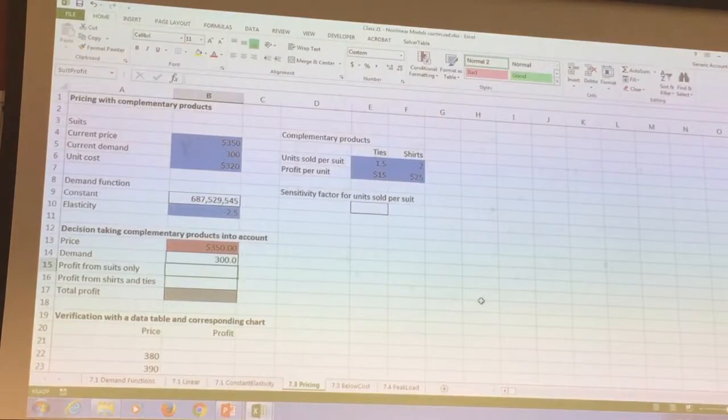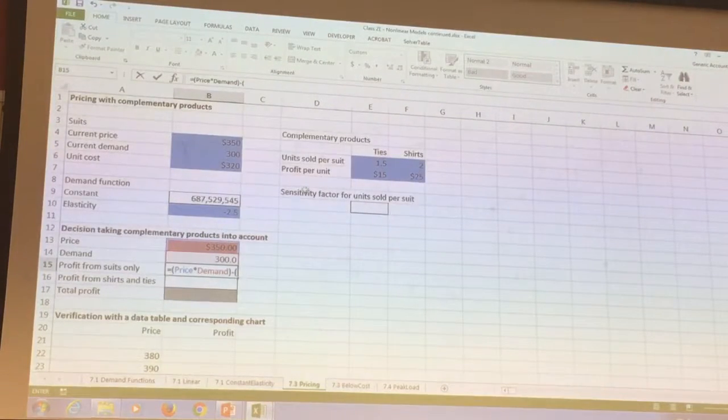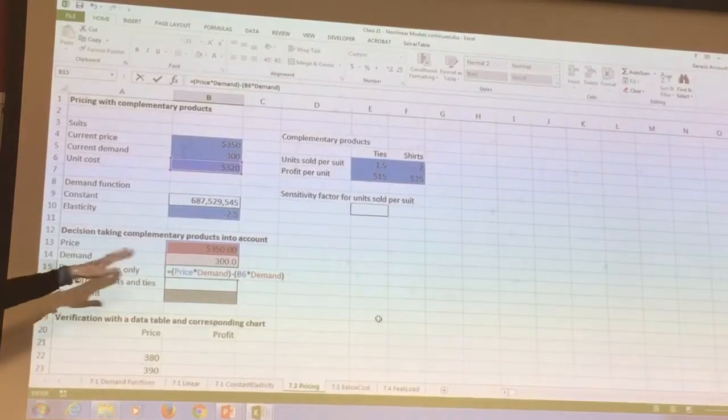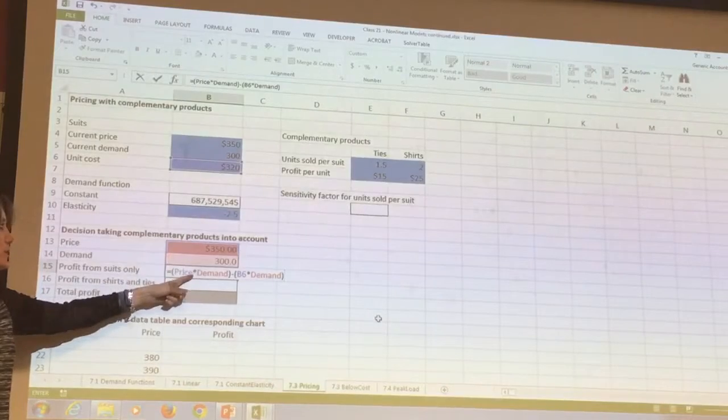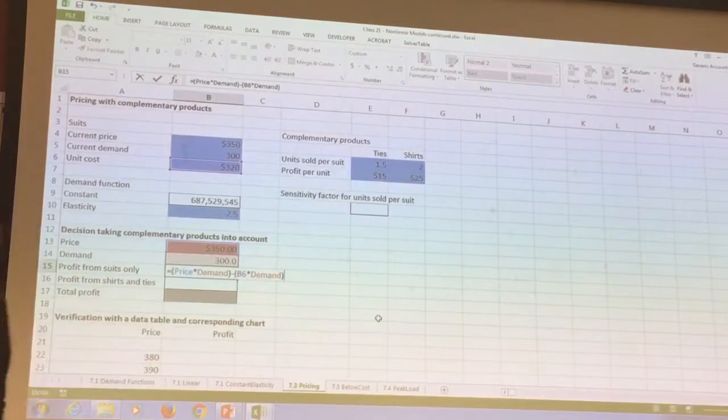All right, profit that comes from the suits. Well, I'm going to calculate this just like I calculated profit at the end of class last time, which I didn't separate them out, so I have to basically get revenue being price times demand, and subtract from it cost, which would then be the cost times the demand. Okay, this is a repeat of what we did last time. So I put that in, revenue minus cost.